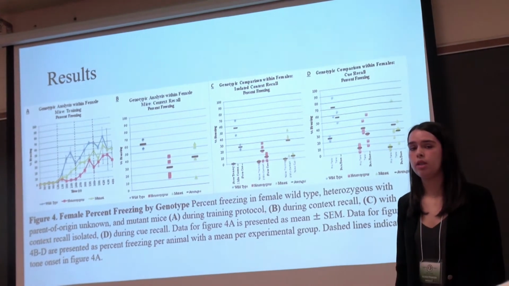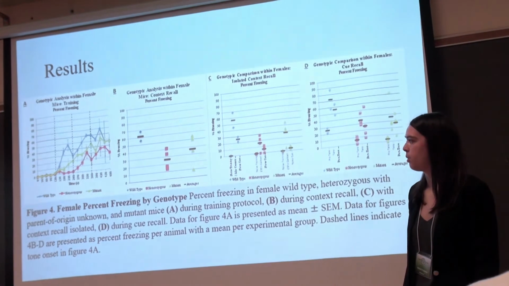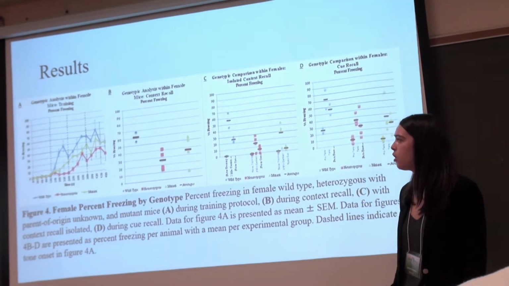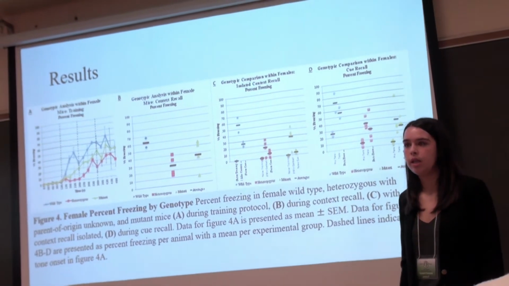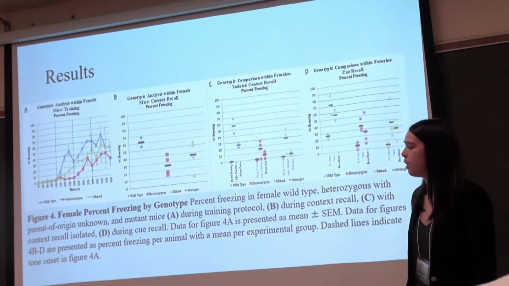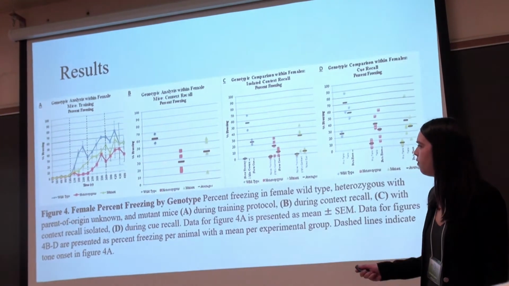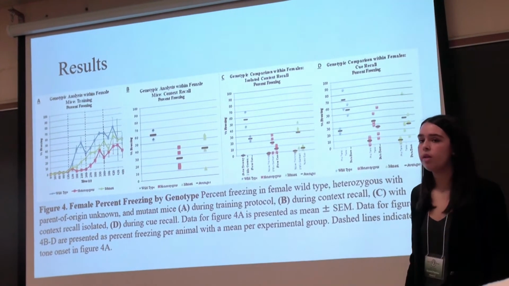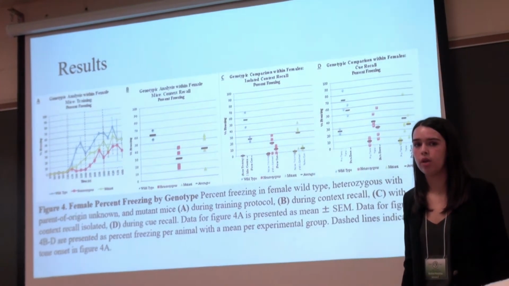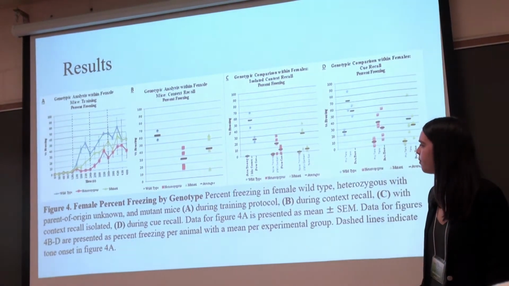Figure 4 shows the percent freezing for the female mice when analyzed for a genotypic effect. Figure 4a is the training data. The dashed lines indicate the onset of the tone. The percent freezing increases continually across the time zone, therefore indicating that the anxiety levels of the mice are increasing as well. Figure 4b is one of the analyses of the contextual recall. All 480 seconds of contextual recall are grouped into one time bin and then analyzed using an ANOVA test.